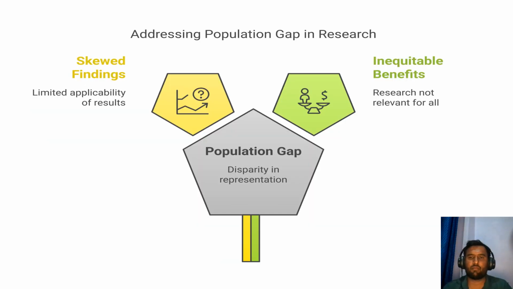Now next kind of gap is population gap. So what is population gap? If by analyzing the research papers, we cannot say that research is relevant for all. That research may be sampled from a few groups of people, so it does not represent all the populations, or the results are limited to a few groups of people. So this kind of gap is known as population gap.